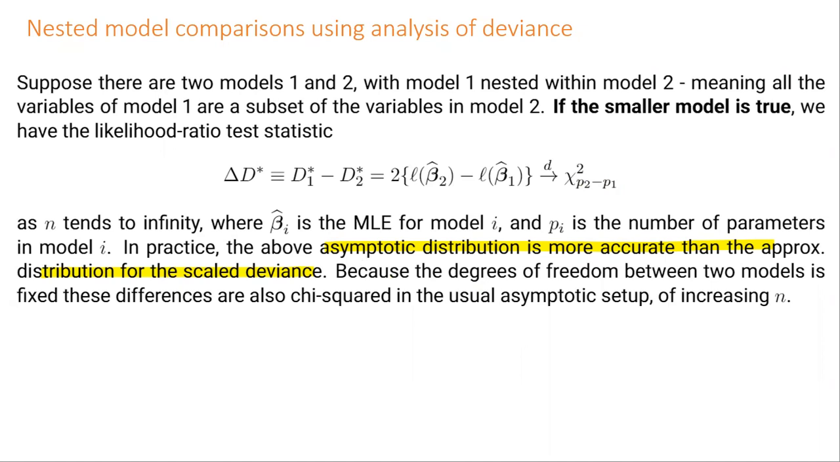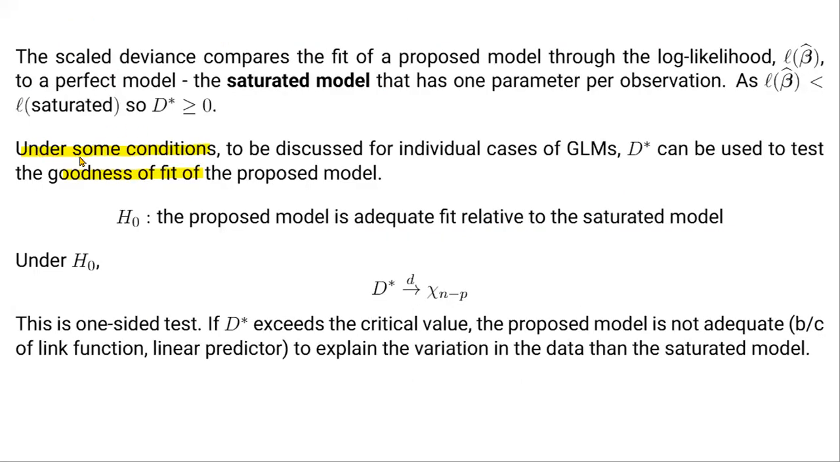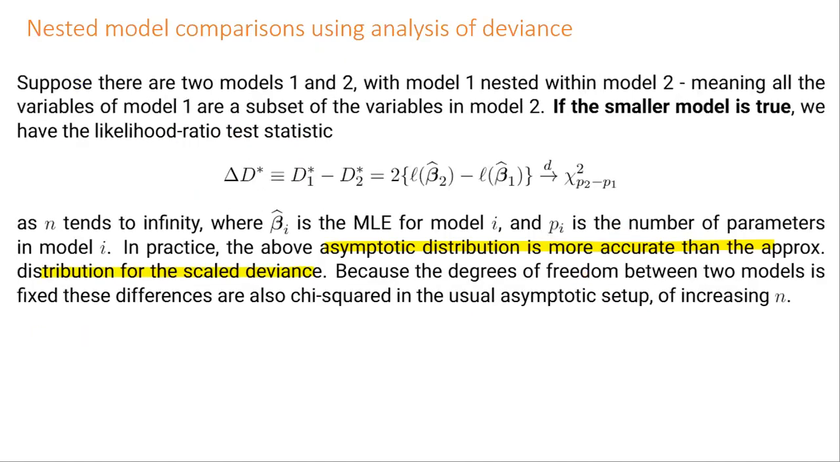It's worth going back to this slide to point this out. That's why I highlighted this for the goodness of fit. That's under some conditions, to be discussed, because in this case your degrees of freedom n minus p grows with n. So the number of parameters is also changing with n, and it's not as straightforward as this case here.